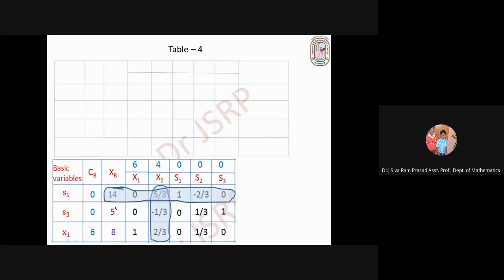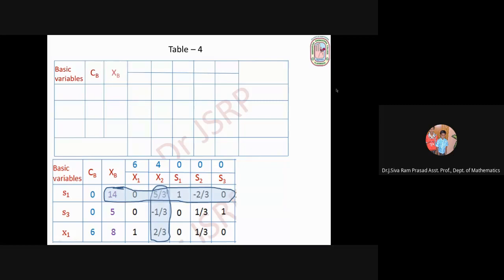So this is the previous table. Take the structure as usual. You draw the table roughly; you do not need to use a scale.